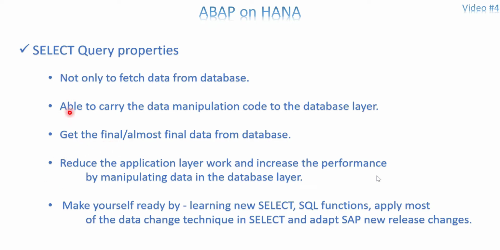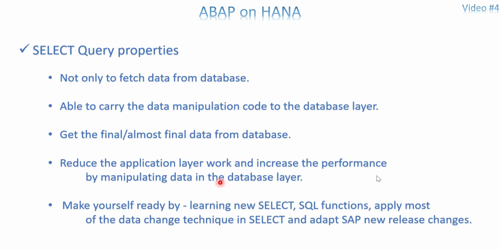Overall, we are reducing the workload of the application layer. To increase performance, do most of the work in the database itself, because HANA is capable of doing most things in the database layer. So just pass the command to the database to get the records. Keep yourself ready to learn the new way of writing select, SQL functions, and apply most of the data change techniques in select itself, and keep ready for every new release of changes from SAP.